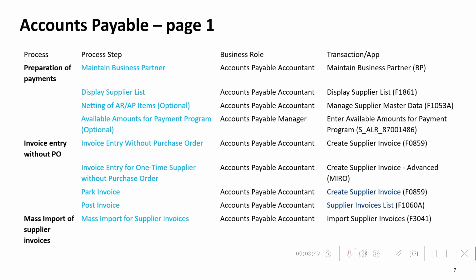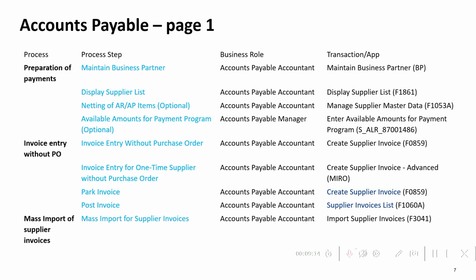Netting of AR open items, nothing but accounts receivable. I mean, the same person is supplier and customer. So that is netting, right? I will get some amount, I will pay some amount. So the net payment is called netting of AR/AP items. Available amounts for payment program. So these are all the preparations of payments.